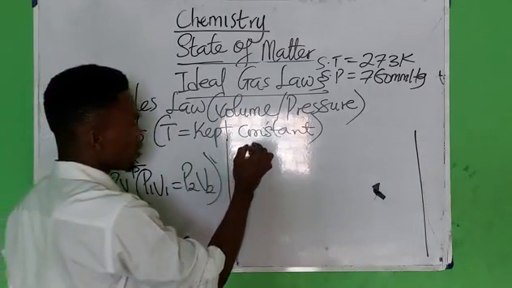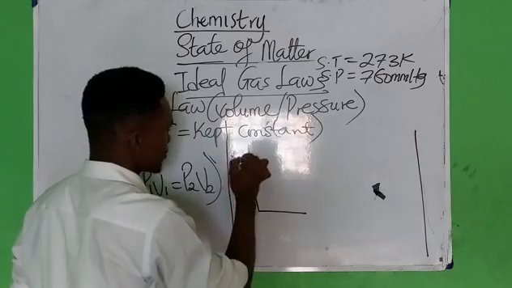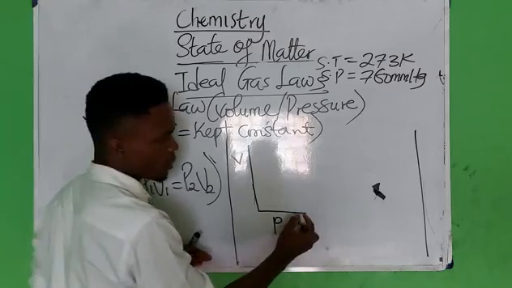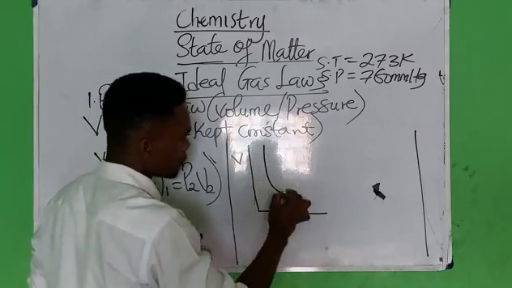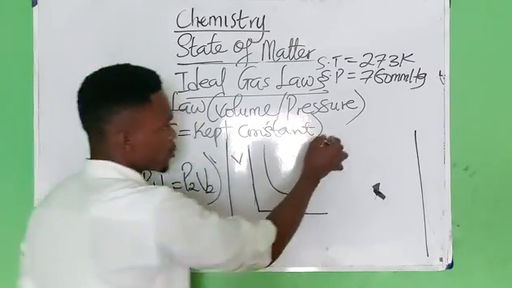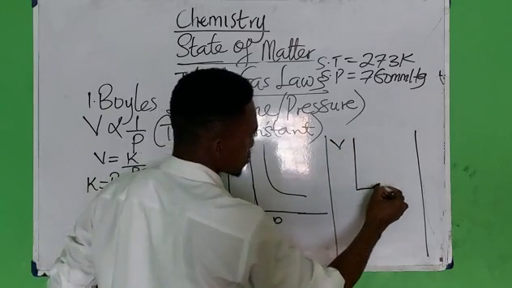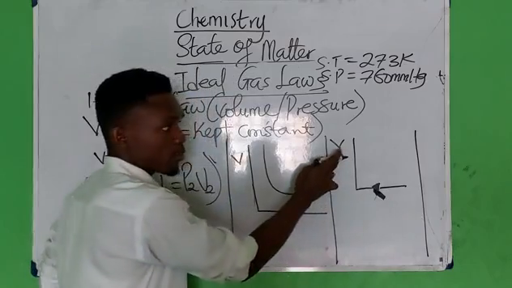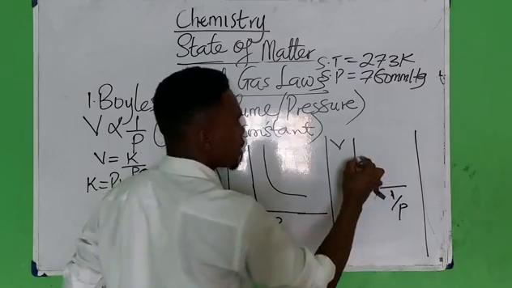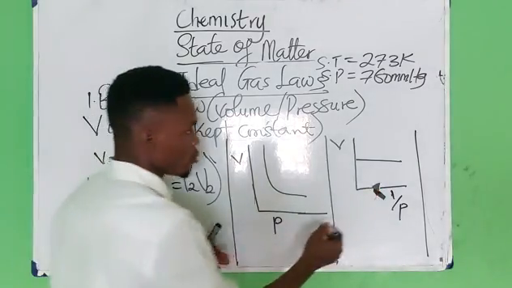When volume is plotted against pressure in this form, what do you have? You have a curved graph. But when volume is plotted against pressure as 1 over P, all right, you have a straight graph, all right?